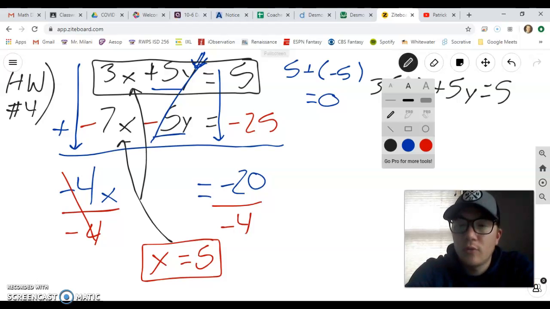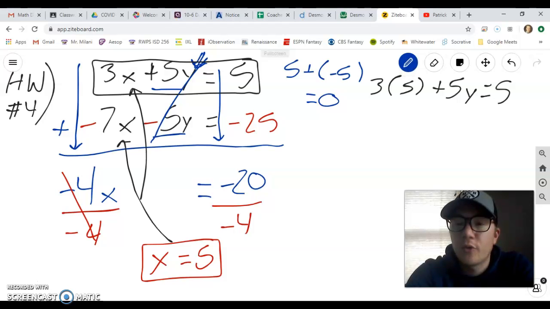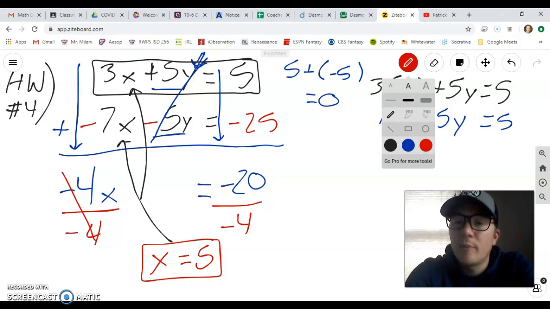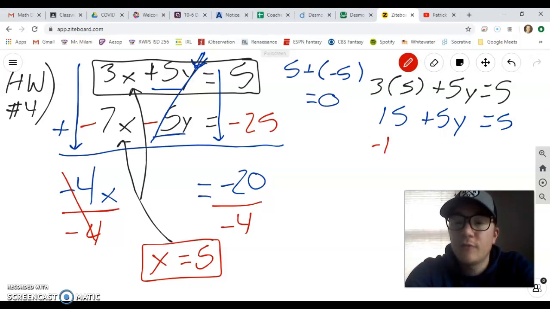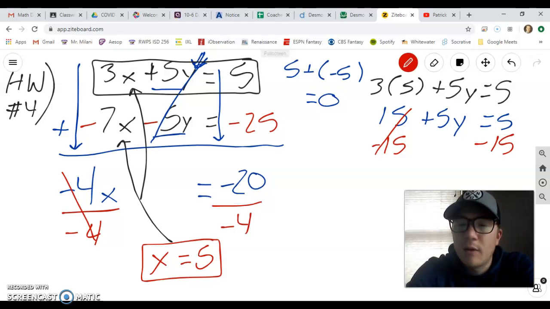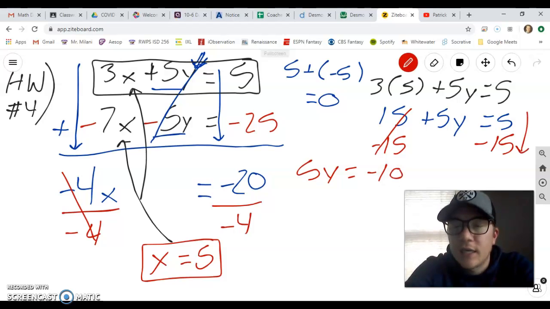So now I'm just going to work through this and work on getting x alone. So 3 times 5 is 15. Excuse me, getting y alone. 3 times 5 is 15. 15 plus 5y equals 5. Now I'm going to go ahead and subtract 15 from both sides. I'm going to do the opposite so that it cancels. And now I'm left with 5y equals -10. 5 minus 15 is -10.